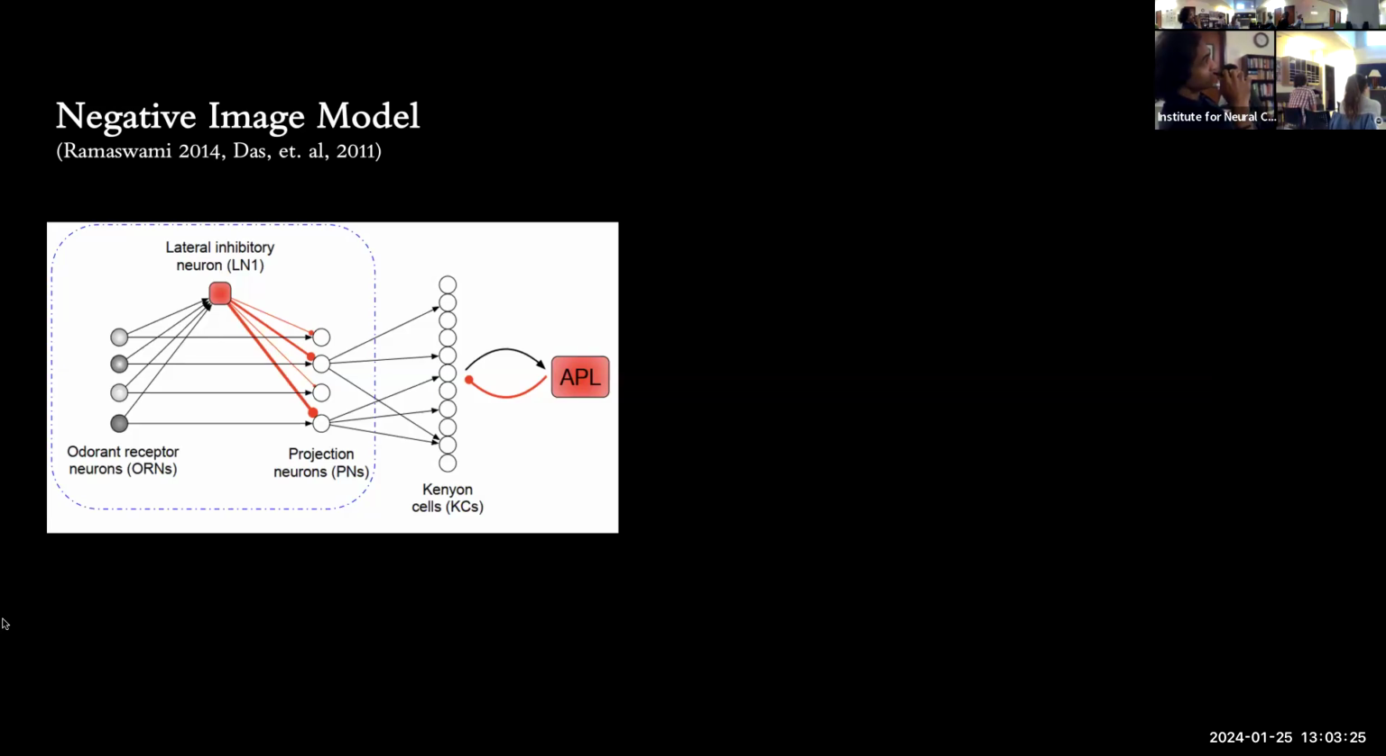And after it translates the chemical information to neural information, it will send activation signals to both the projection neurons and the lateral inhibitory neurons, LNs. So let's look at one of those triangles in detail.